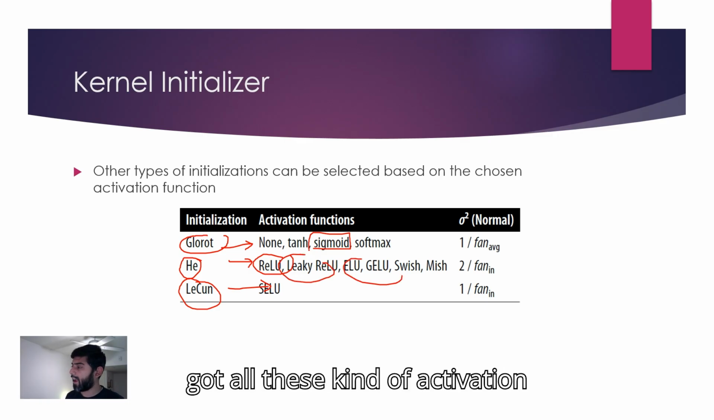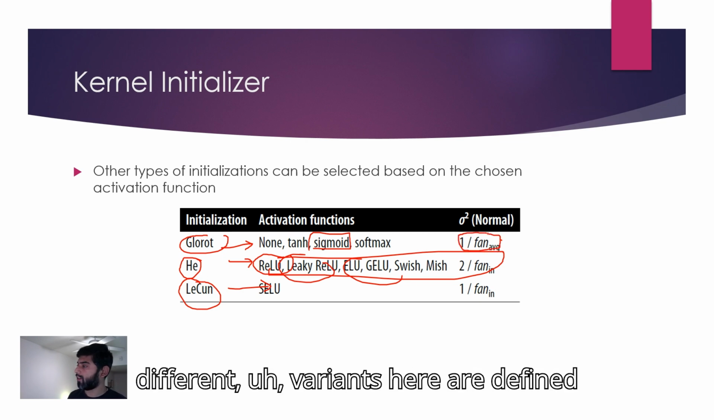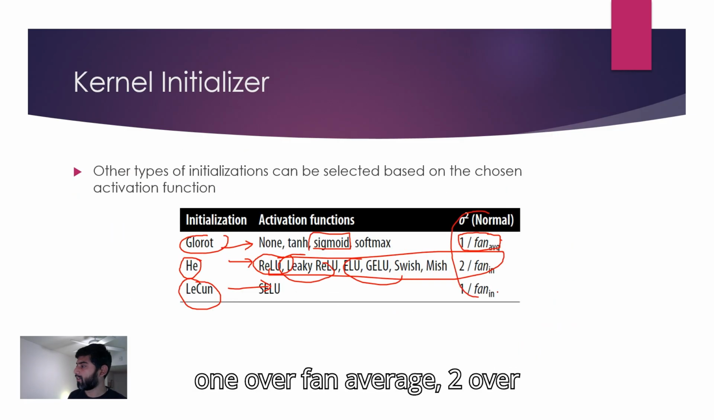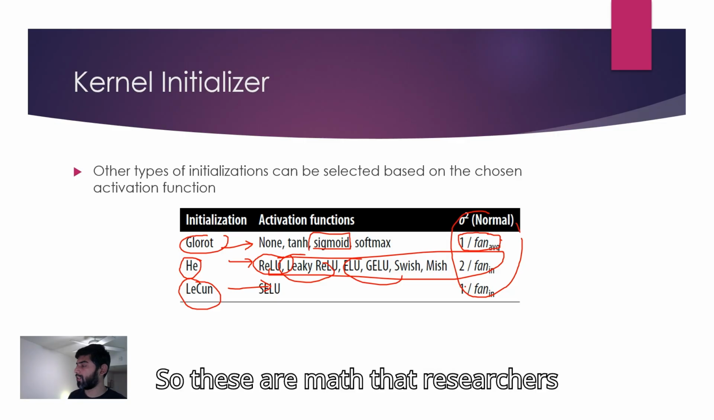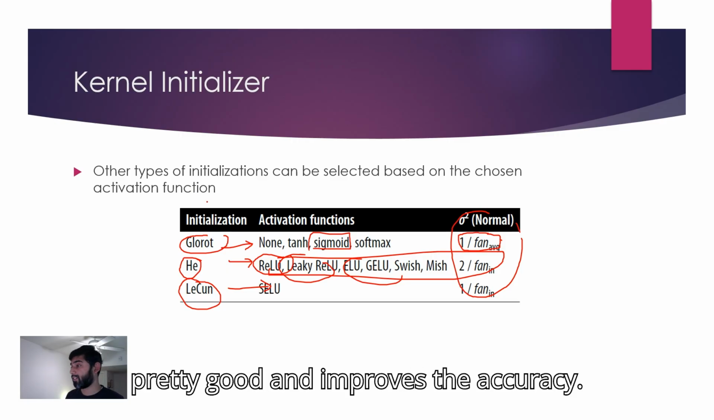We got all these kinds of activation functions and different variants here are defined. 1 over fan average, 2 over fan input, 1 over fan input. So these are math that researchers came up with, and it works pretty good and improves the accuracy.